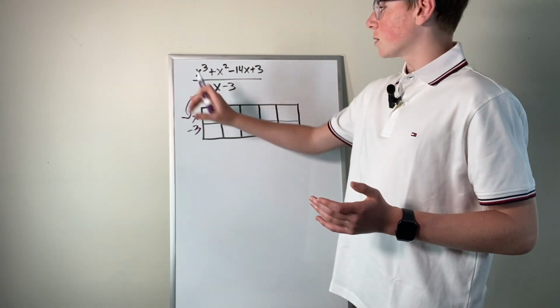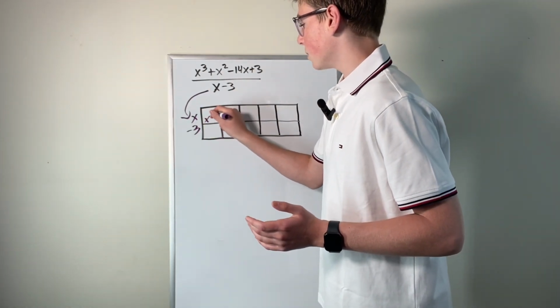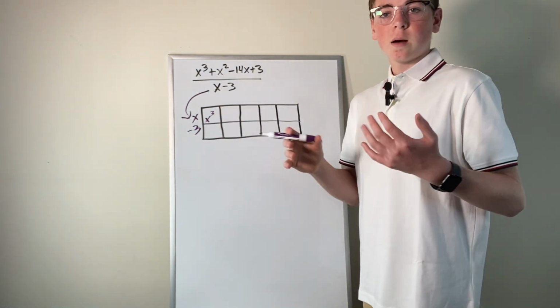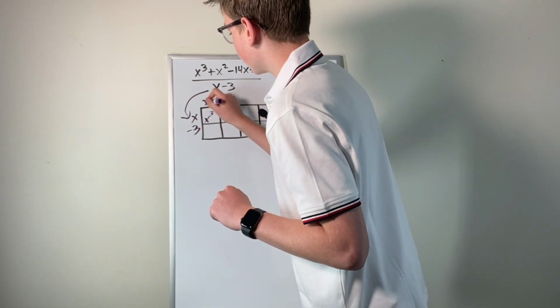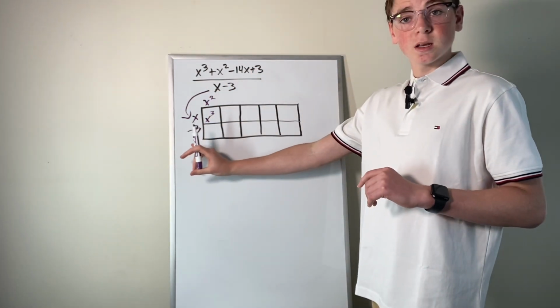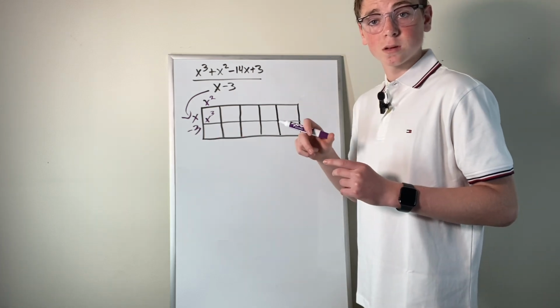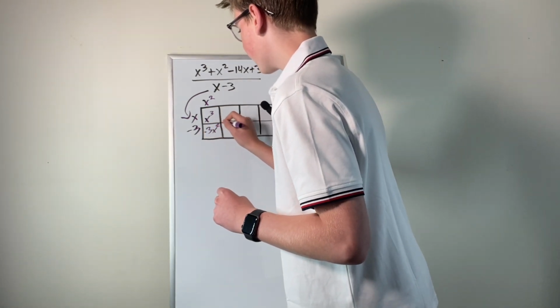Then we move our first term to this first box. So x cubed. Then we think, how many times does x go into x cubed? Well, it goes in x squared times. Then x squared times this number in the bottom, x squared times negative 3 is negative 3x squared.